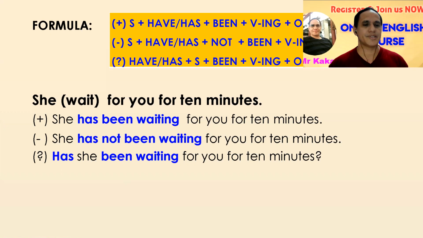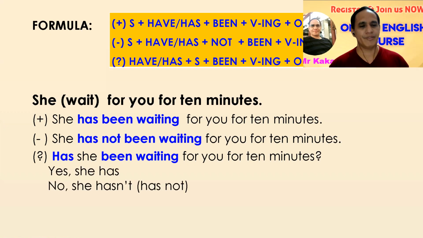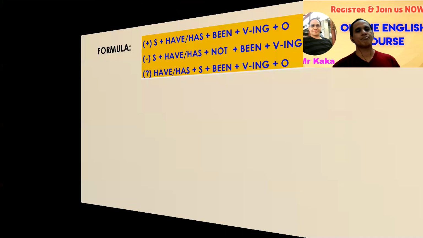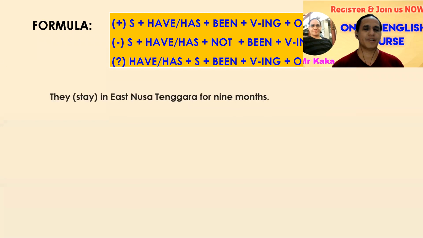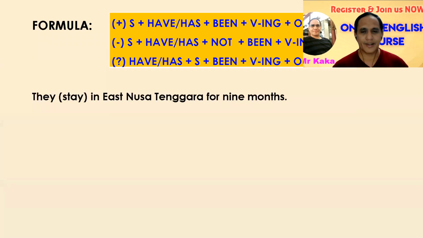Yeah, if yes, you will say, yes, she has. If no, yeah, you will say, no, she hasn't, right? Okay, this is the example of present perfect continuous tense, right? Okay, now let's see another example of present perfect continuous tense.